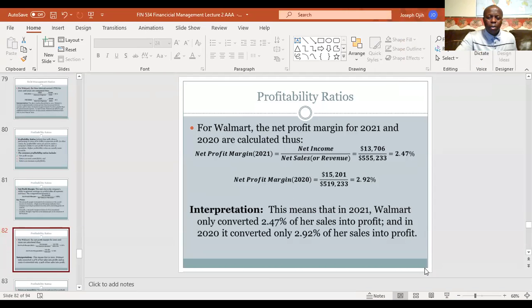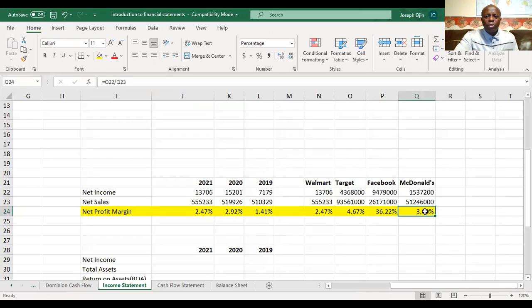So now we see which of them make more money, more profit. Sorry, I think I came here by mistake. Now, in 2021 so far, McDonald's converted 3% of its sales into profit. Facebook converted 36.22% of its sales into profit. Target converted 4.67% of sales into profit. And Walmart converted 2.47% of sales to profit. Now you be the judge which company is better here and which is better to put your money in.